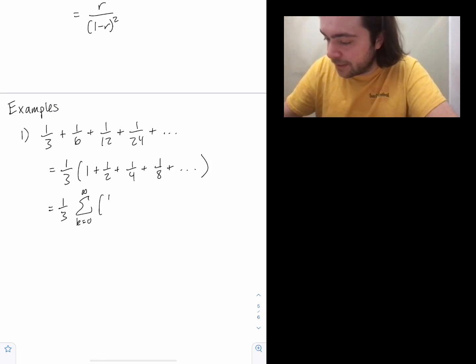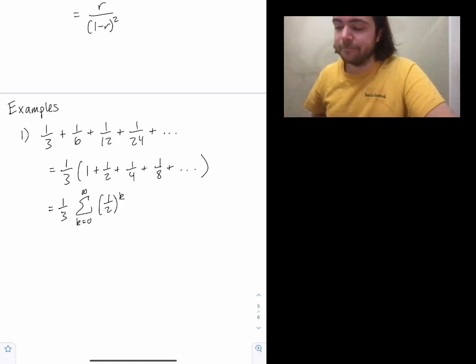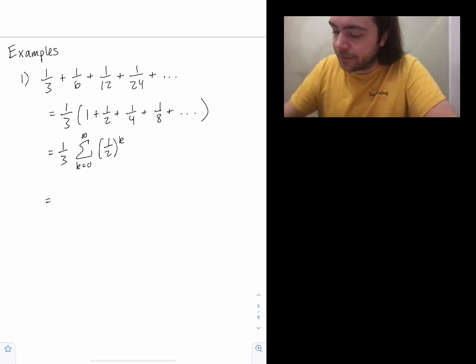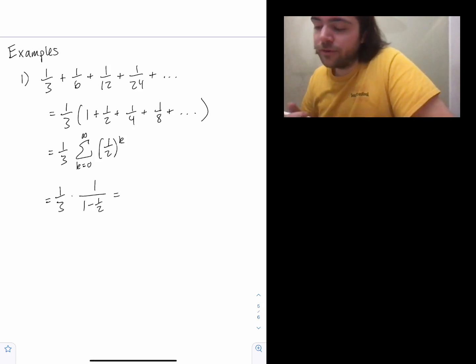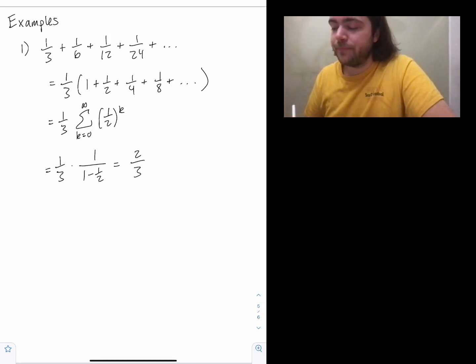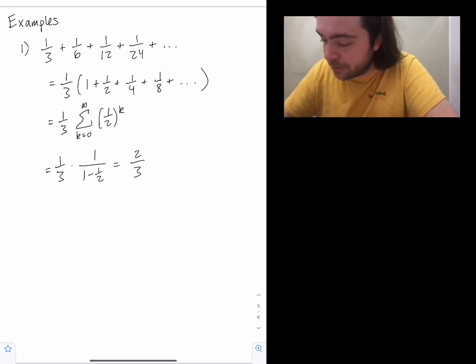Look at that. It's just 1/2 raised to the k. Each time I just keep multiplying by 1/2. So we know what that is. That's 1/3 times the first term, 1, over 1 minus the common ratio. So that's 1/3 times 1 over a half. That's just 1/3 times 2, so we get 2/3. So that's the first example.